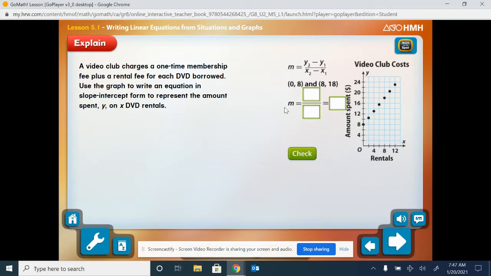So remember that the slope is the change in y. How much did the y change? Well, the y went from 8 to 18, so you add 10, so it changed 10. And then the x changed from 0 to 8. 8 minus 0 is 8. So then it was 10 divided by 8. What will that be as a decimal? Let me see.